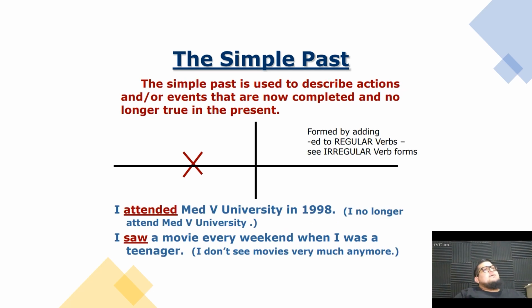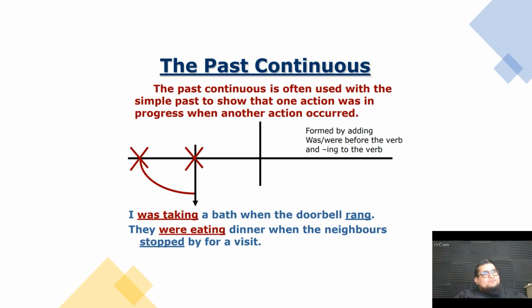Simple past is used to describe actions and events that are now completed and no longer true in the present. It's formed by adding ed to regular verbs. And irregulars, we don't have any rule, so you have to learn each particular irregular verb. For example, I attended Maryville University in 1998. Another example, I saw a movie every weekend when I was a teenager.